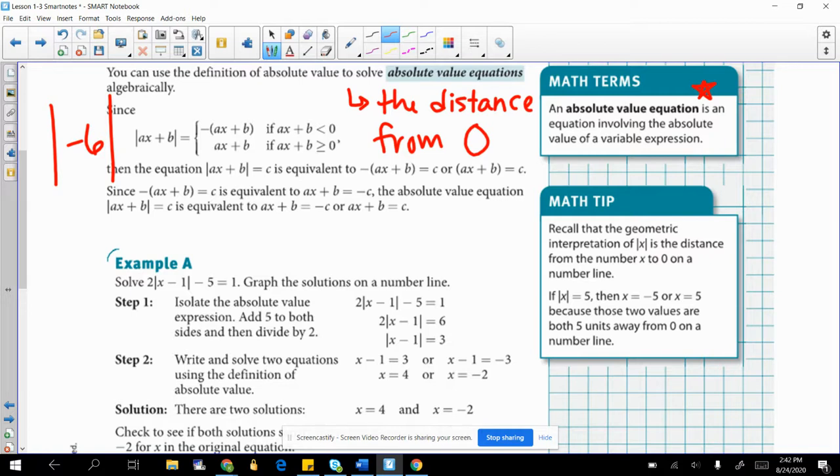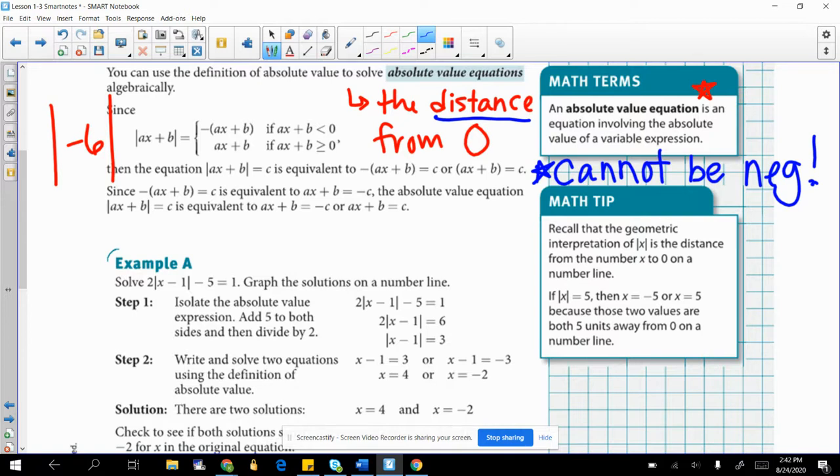Now, because we're using this term distance, it's also important to note that an absolute value cannot be negative. And the reason is because it's a distance. Have you guys ever heard of a negative distance? No, that's crazy. So another thing you might want to jot down. Absolute value cannot be negative.